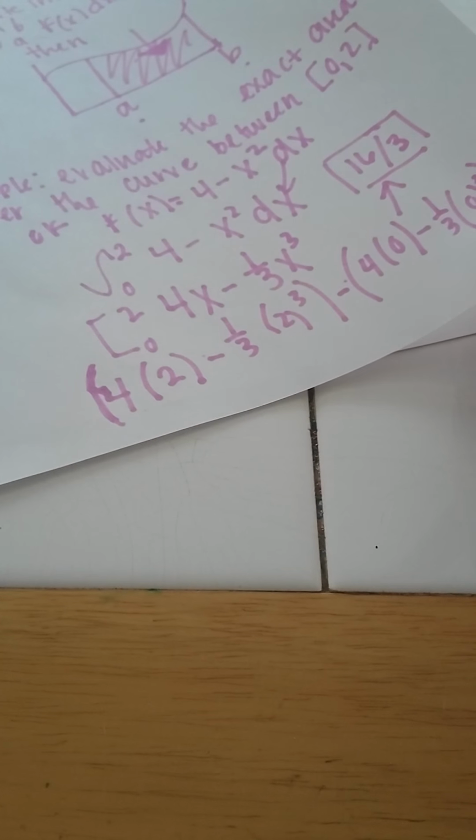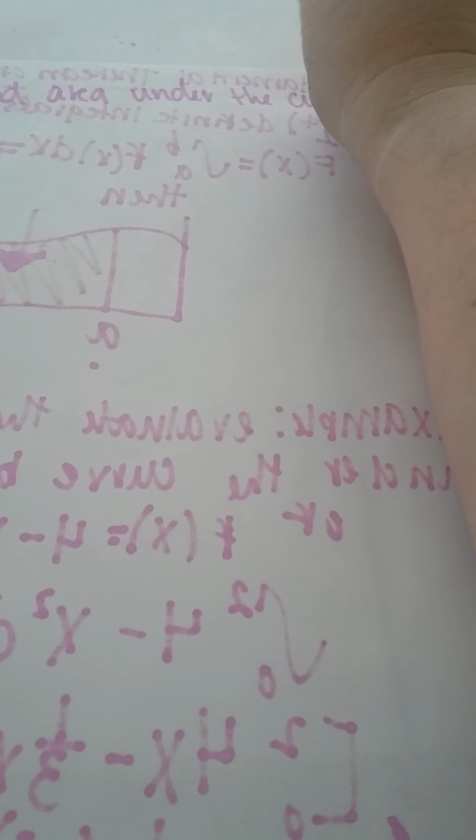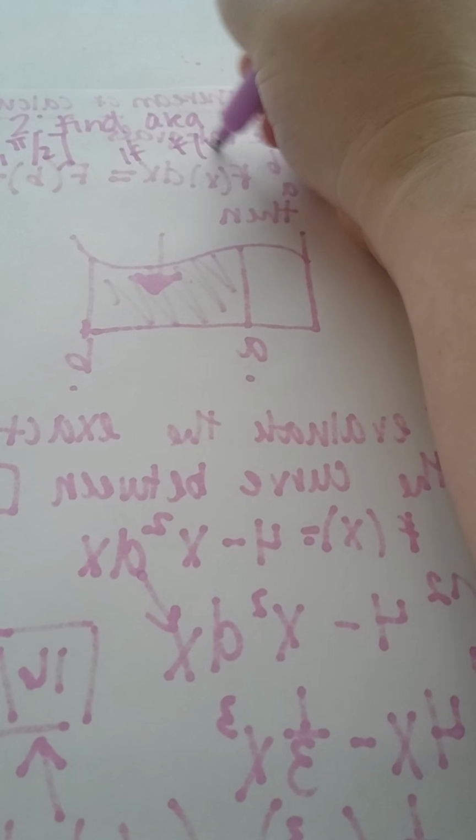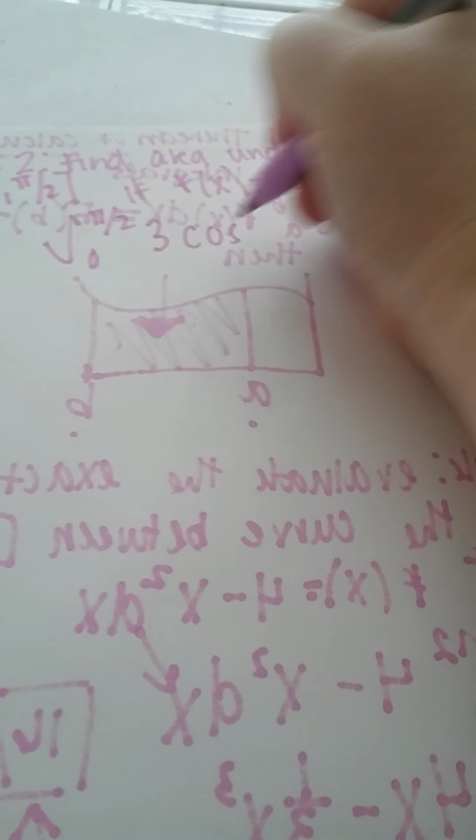So then, let's do another example. Find the area under the curve between 0 and pi over 2 if f of x equals 3 cosine x. So you would do the same thing here. Set up your integration: 3 cosine x dx.